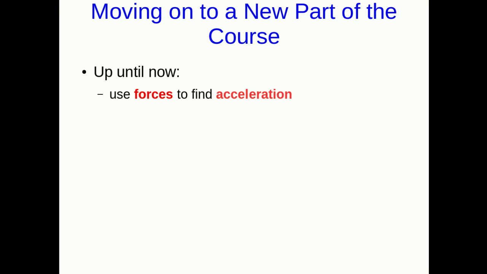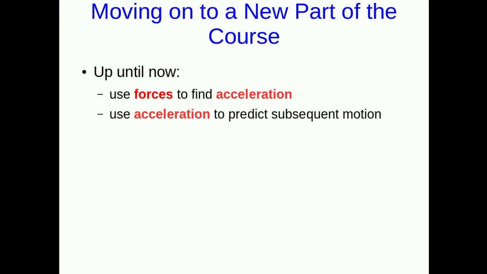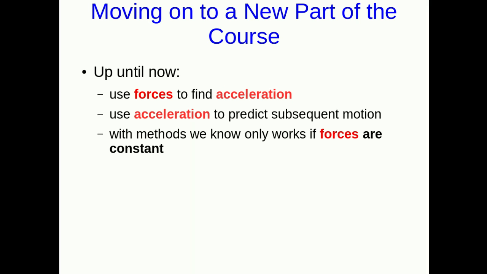Up until now in the course, we've been using forces to find accelerations. And well before we had encountered forces in the course, we knew how to use accelerations to predict the subsequent motion of an object. But the methods we've been using really only work if our accelerations are constant, and that's only true if the forces are constant. Now you can use these methods when you have varying forces, but you need calculus to do it, and we're not using calculus in this course.